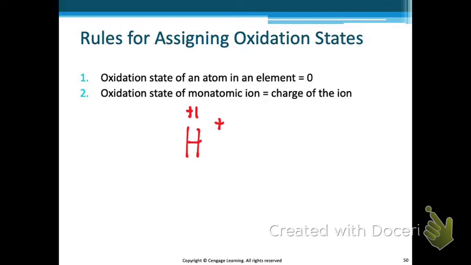Wait, so what's the difference between an elemental atom and a monatomic ion? A monatomic ion means it has a charge. An elemental atom would be like H2. Oh, okay. So that's a molecule by itself, no charge. Right, an ion has a charge. H2 is a neutral molecule. Each hydrogen would have an oxidation state of 0 in that case. This is just the 0 oxidation state. I just listed it up above.